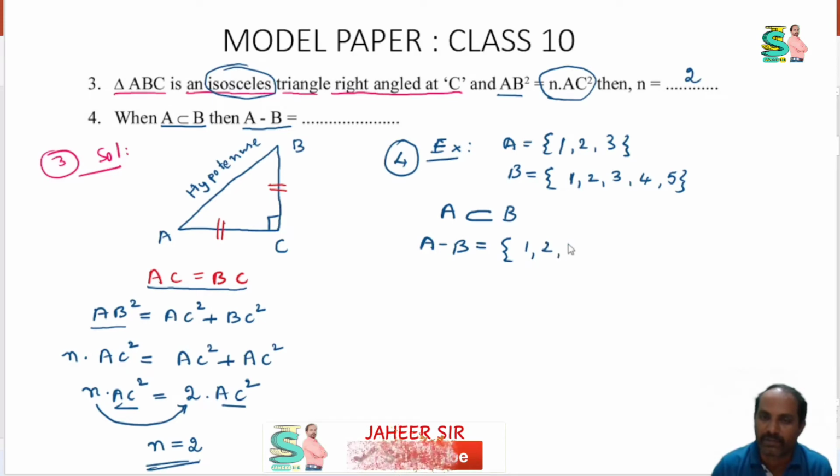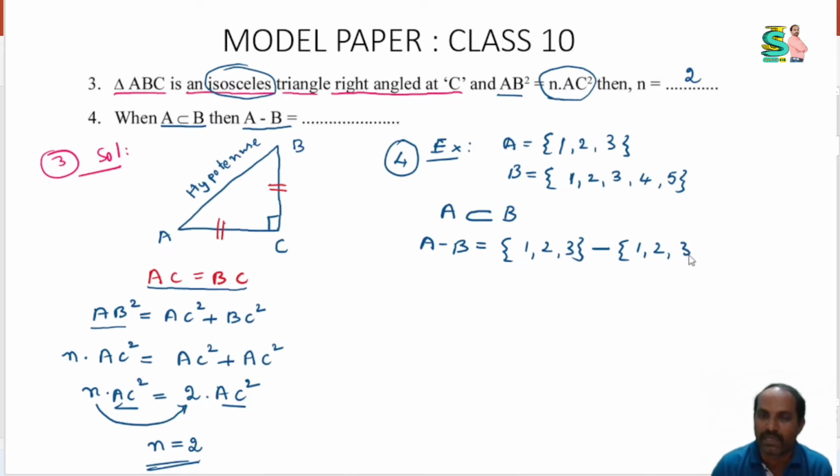A is 1, 2, 3. B is 1, 2, 3, 4, 5. Here, what is A minus B? A minus B is the set in which we write only the elements of A which are not in B. We remove all the common elements here.